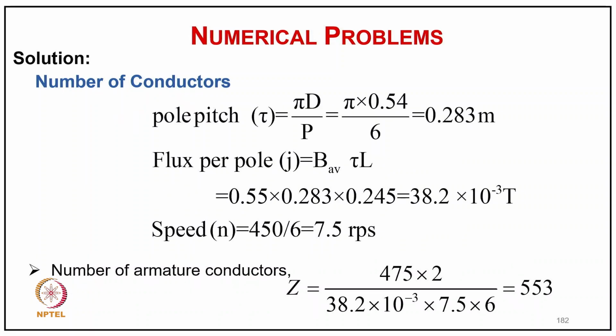Now number of conductors. The pole pitch is pi D upon P, that comes 0.283 meter, and flux per pole is B average tau L, that comes 38.2 into 10 power minus 3 Weber, and speed is 450 rpm, that's 7.5 rps. And number of armature conductors Z, putting the values in the induced EMF expression, will come 553.